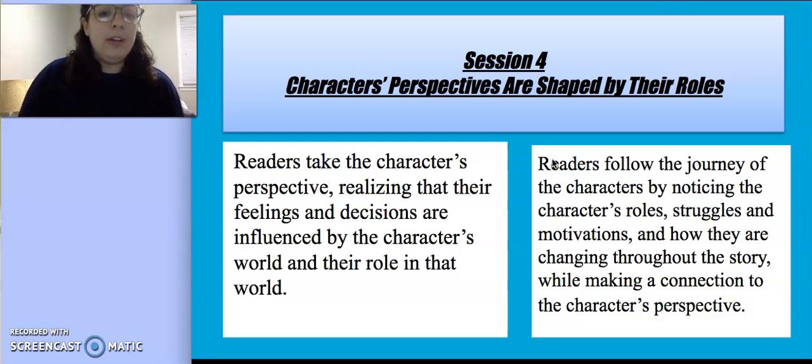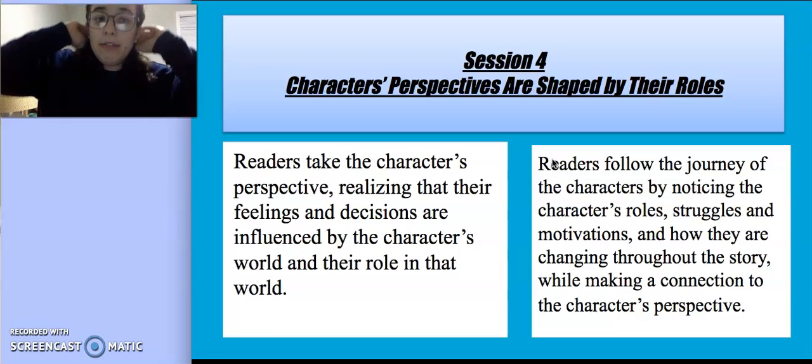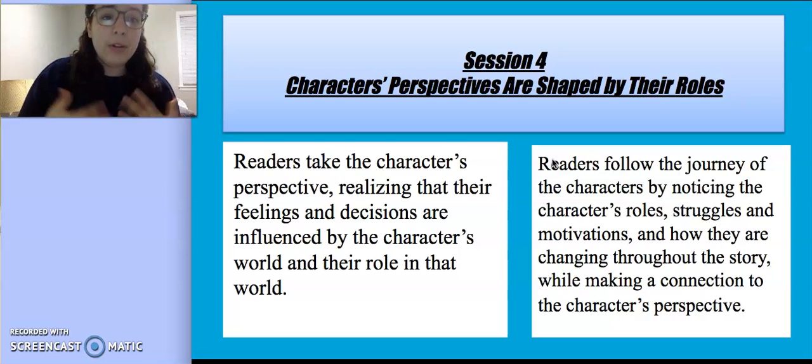So as we're reading, we're thinking about our character and who they are. And we realize that they have feelings and they make decisions based on what's happening. They're influenced by their world and how they fit into their world. Every character, every human being has their own role. So we're thinking about what our character's role is, who our character is, why they are the way they are, what impacts them, how their family impacts them, how the historical moments impact them.